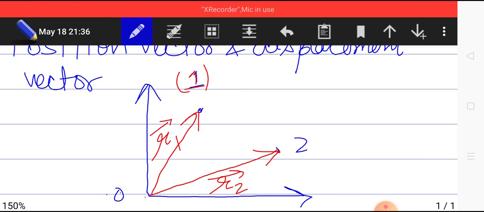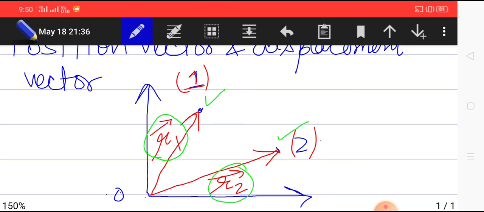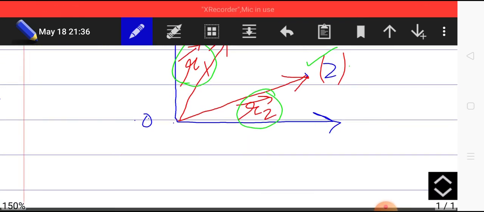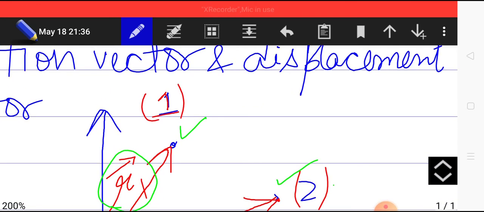So it is very simple. If you have any point in space and you draw a vector starting from the origin and terminating at that point, it is known as the position vector of that point. As you can see here, r1 is the position vector for point 1 and r2 is the position vector for point 2.